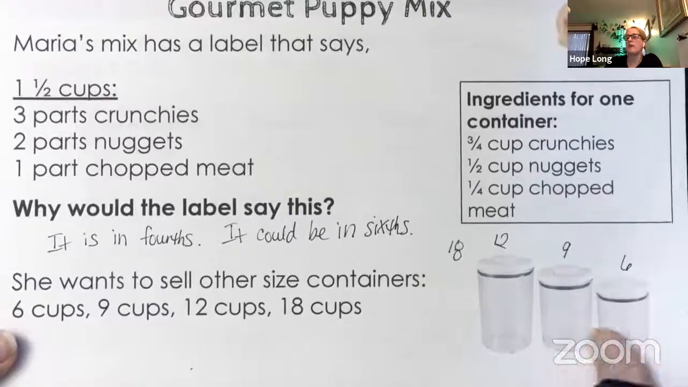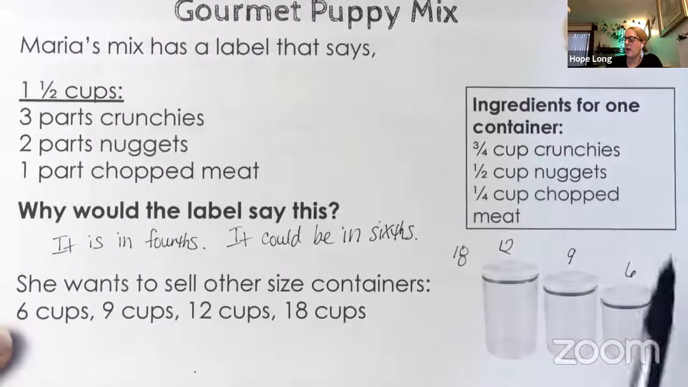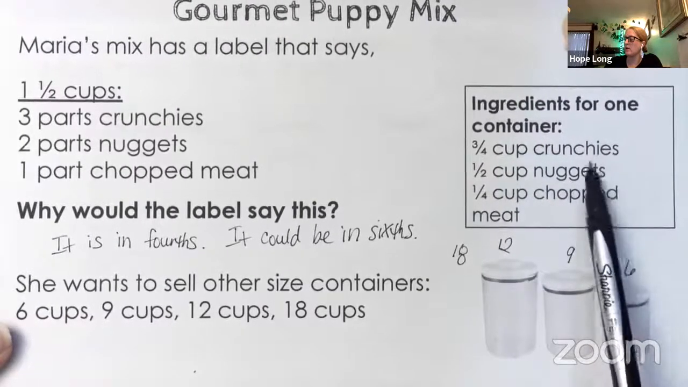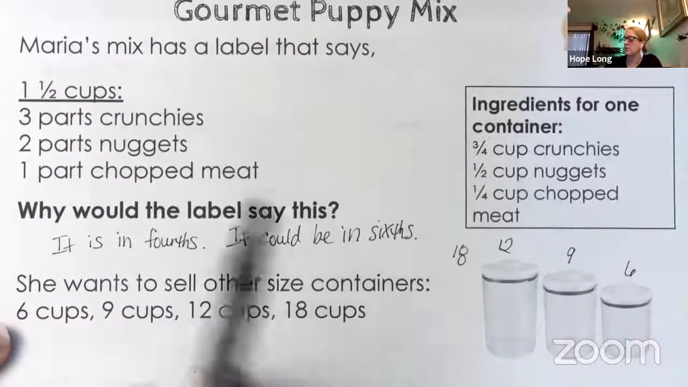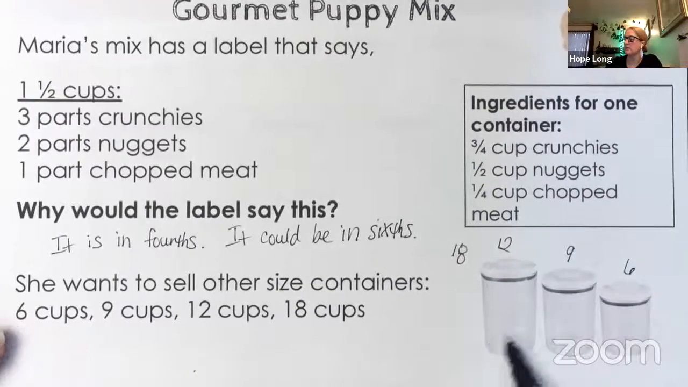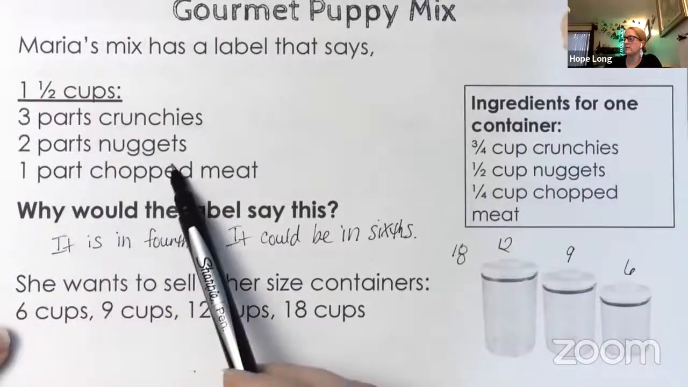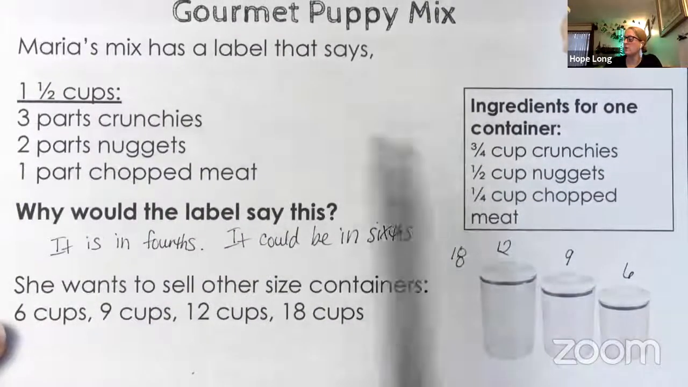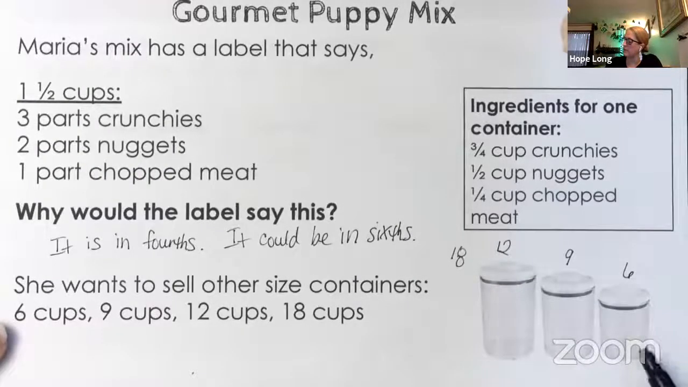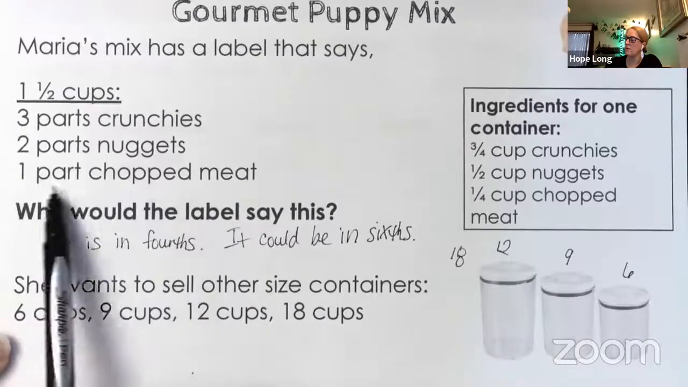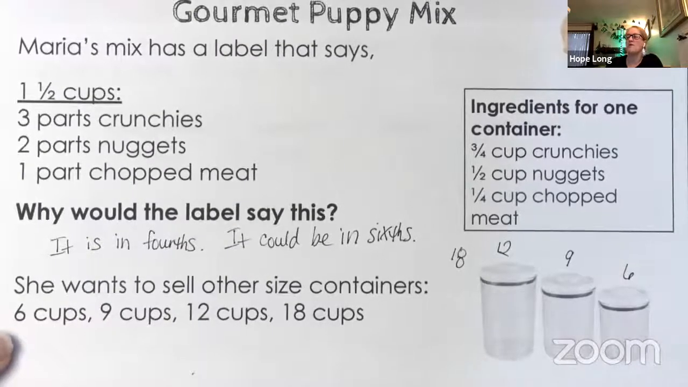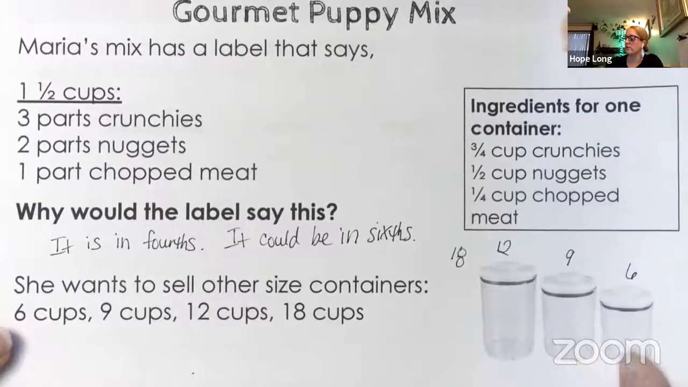So we need to help figure out today how many of each ingredient she's going to need to put into these containers to make this same mix, the same ratio of mix. So even if it's in a container that is 6 cups, we need to know what 3 parts crunchies, 2 parts nuggets, and 1 part chopped meat would be if we're doing 6 cups. So we're going to need to figure that out today.